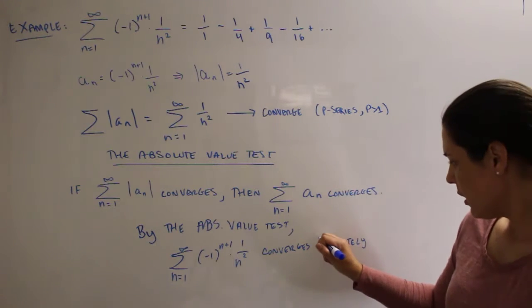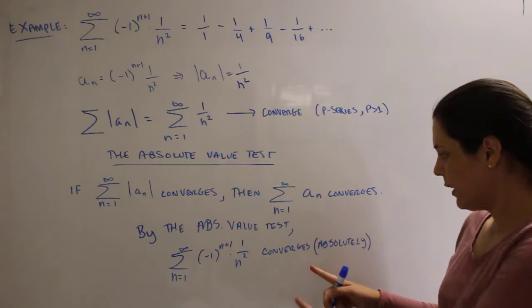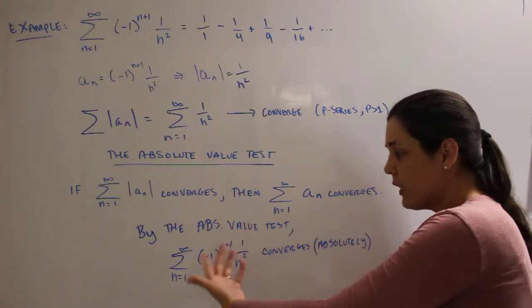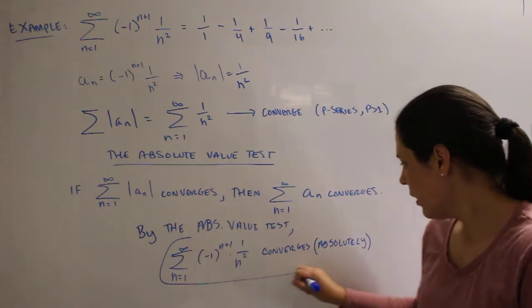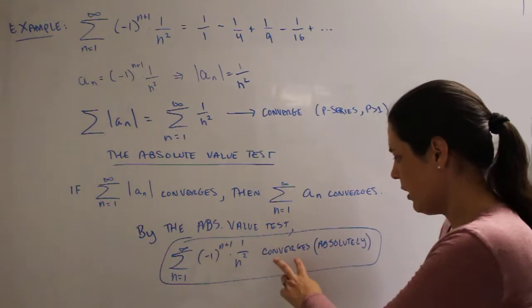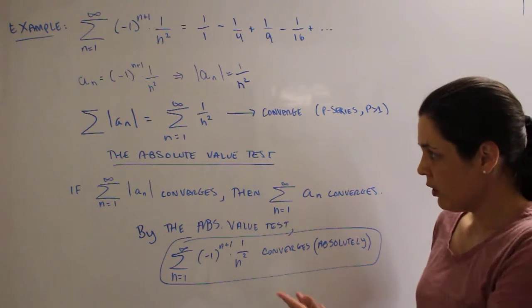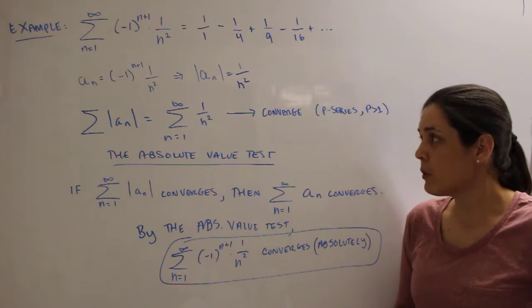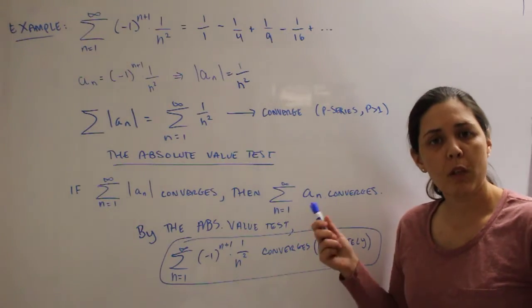So you can leave it like this, or just kind of focus on the fact that converges absolutely means that it converges. So you can kind of box that whole thing in, or just the fact that it converges. Okay, so that's one of the uses for this absolute value test. Let me show you one more like this.